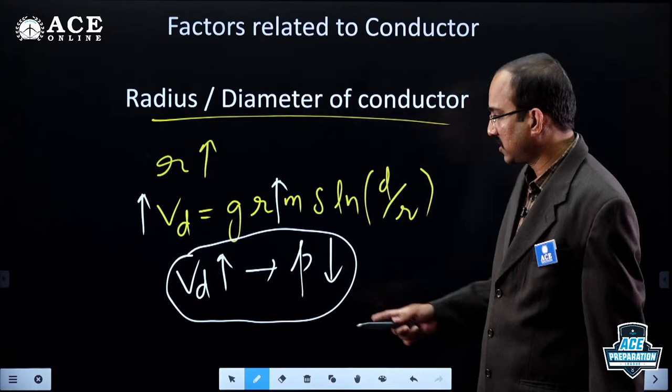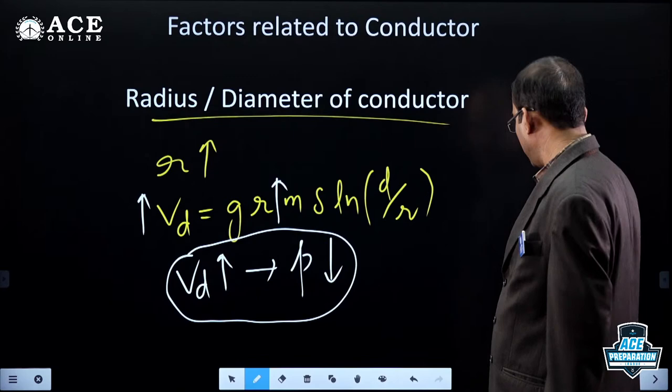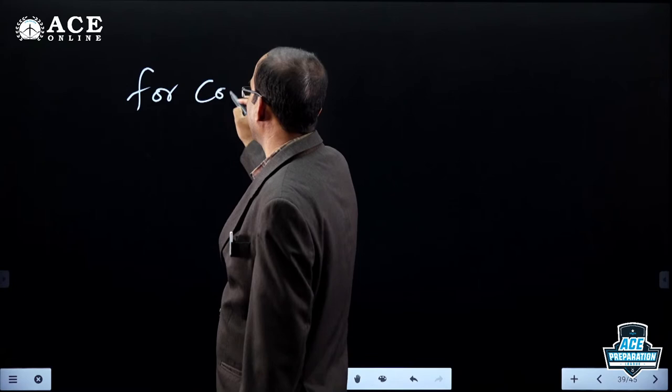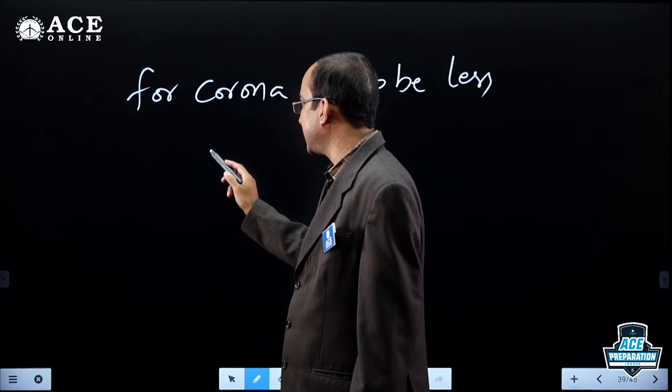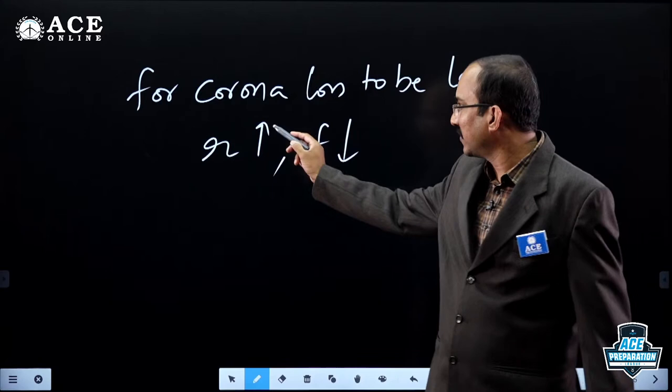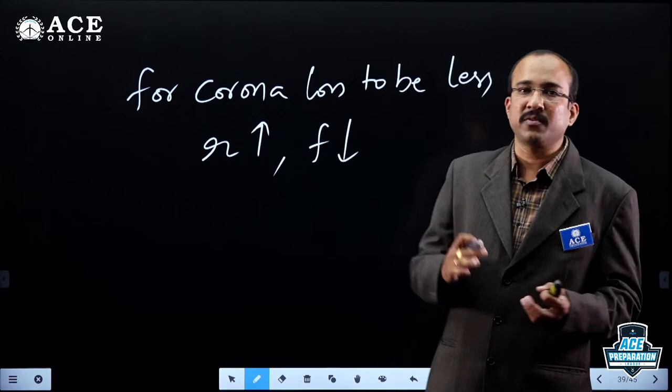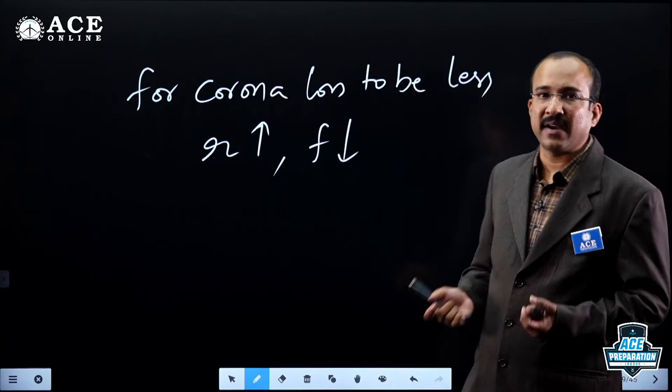So, for corona loss to be less, what should be our observation? Radius should be increased, frequency should be reduced. This was one of the objective type questions that was framed in a previous exam. For corona loss to be less, what should be the radius of the conductor and frequency? Radius should be increased and frequency should be reduced.